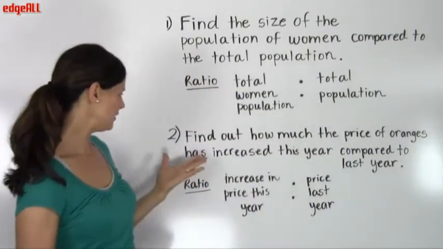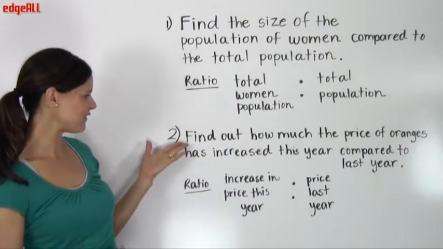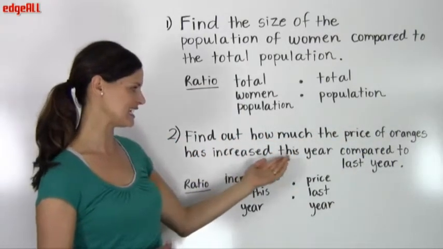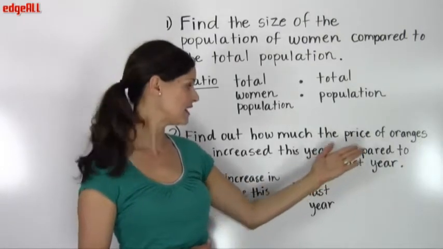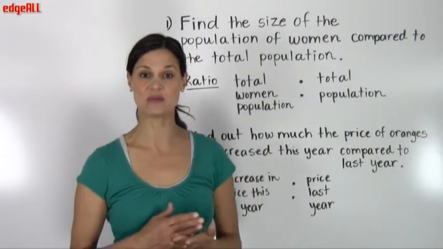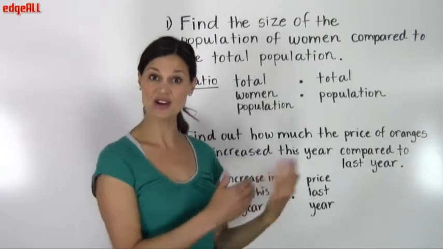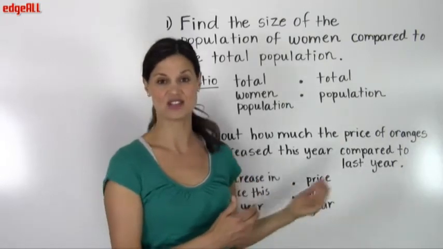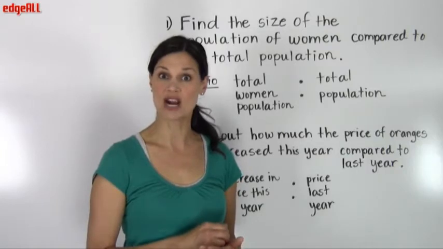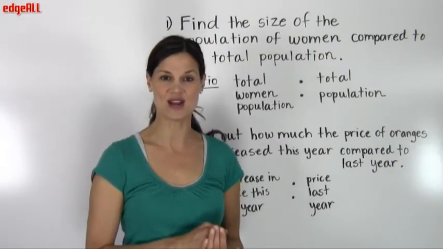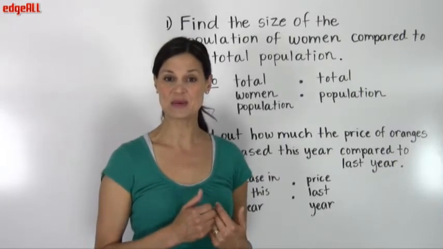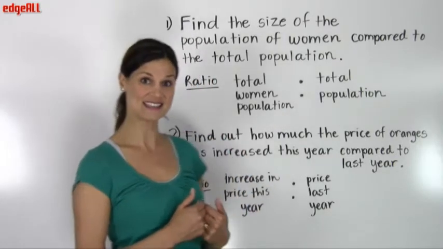In another example, number 2, it says find out how much the price of oranges has increased this year compared to last year. Here we are comparing the increase in price this year compared to the price last year. One good way to get a sense of how much more expensive oranges are this year is to create a ratio of the increase in price this year to the prices last year.